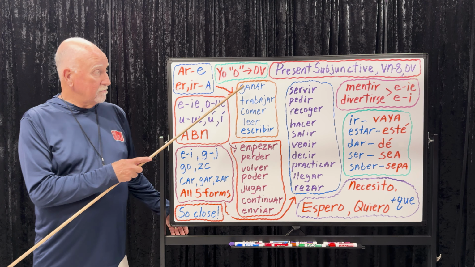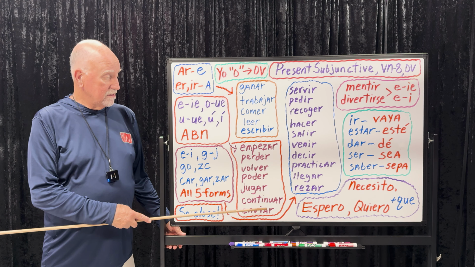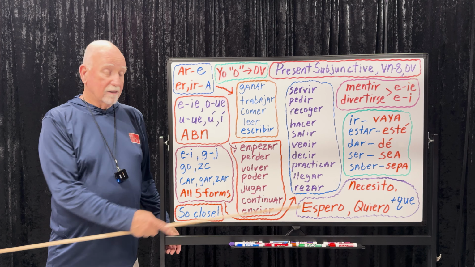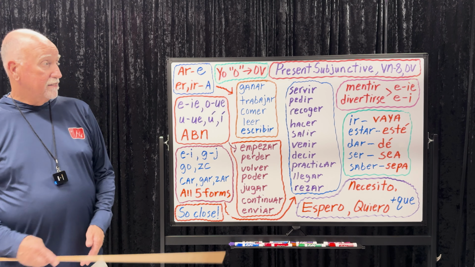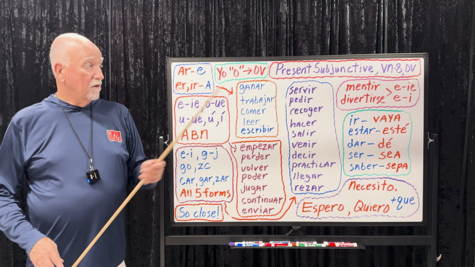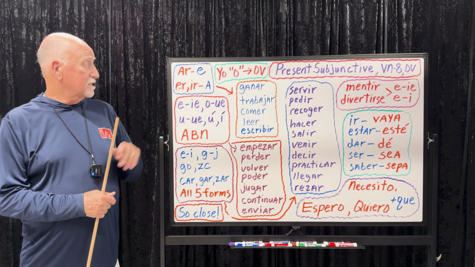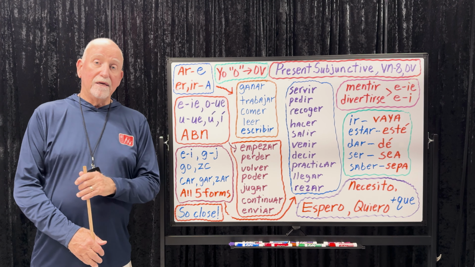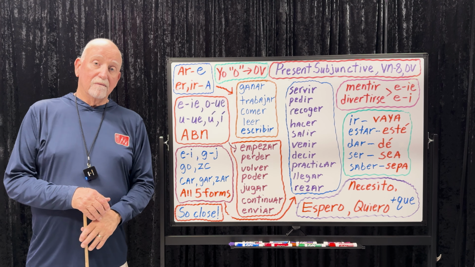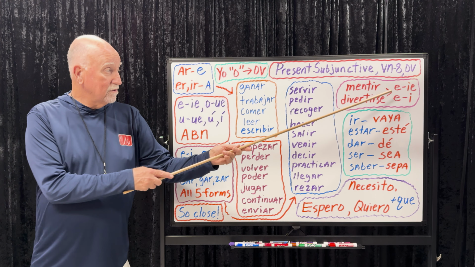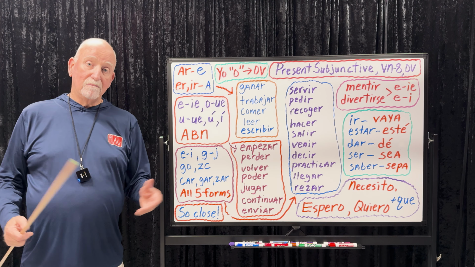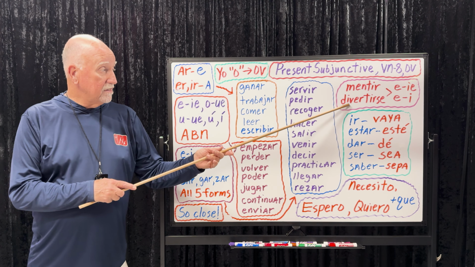And I want you to be able to conjugate these in the present subjunctive, all 5 forms like we just did. Let's take a look at these 2 verbs. Mentir. Well, it's E to IE, so it's an IR verb. It's going to have an A. It's mienta, mientas, mienta. But the we form goes from E to I. Mintamos.